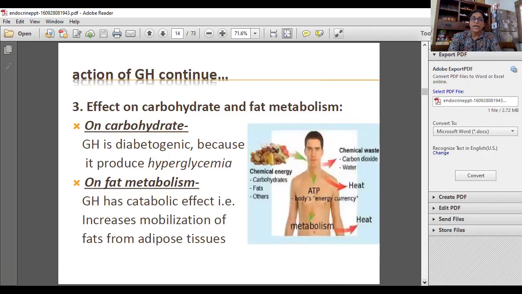On carbohydrates, it is diabetogenic, which means it produces hyperglycemia, which means it increases the disintegration of the carbohydrates, or we can say it has a catabolic effect, a breakdown effect on carbohydrates. Obviously, when there will be an anabolic effect on the proteins, there will be a building up process in the body, there will be a growth mechanism operating in the body, then we will require energy. And where does this energy come from? From the carbohydrates. So the growth hormone in itself is doing a complete action to facilitate growth. On fat, again, it has a catabolic effect. That is, it mobilizes the disintegration or breakdown of fats.